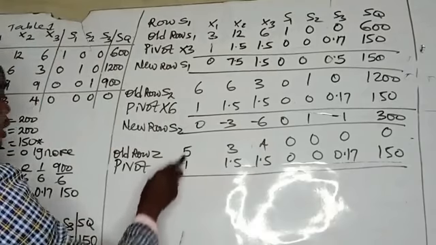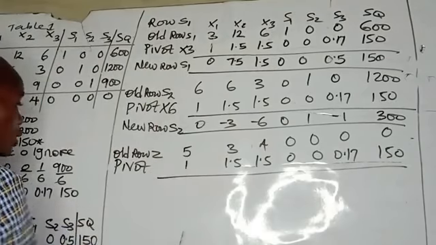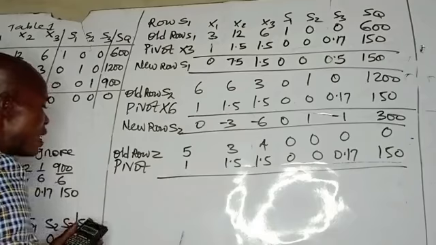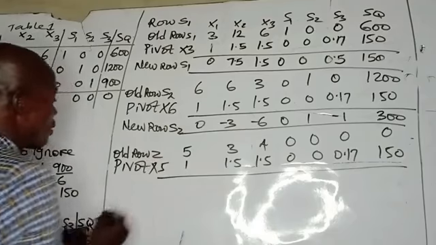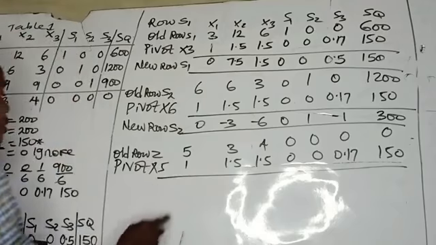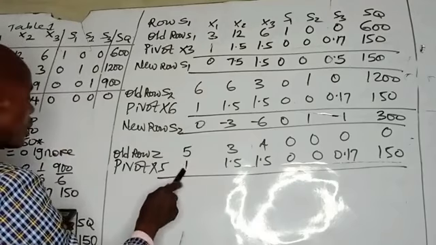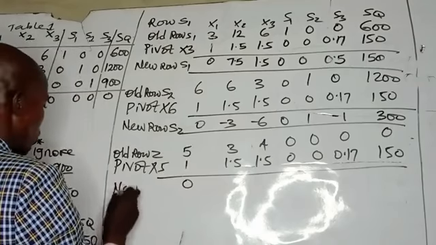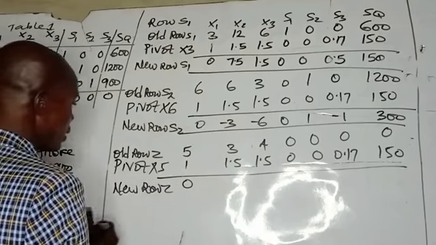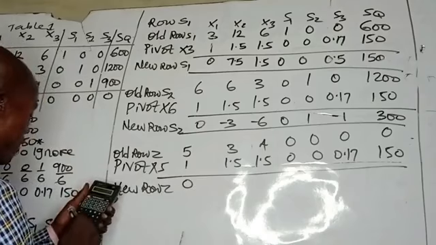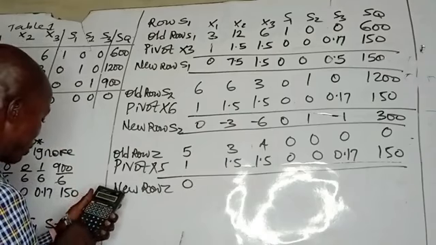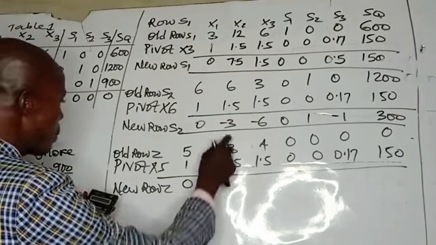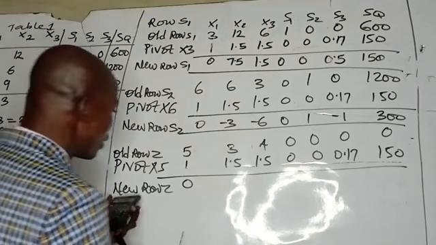Our focus is to turn this to 0 by subtraction. If you have 5 minus 1, it is not equal to 0. For this to be 0, you must have 5 here. That means you have to multiply this by 5. 5 times 1 is 5, 5 minus 5 is 0. That is the new row Z. 5 times 1.5 gives us 7.5. Subtract 7.5 from 3. You have minus 4.5.